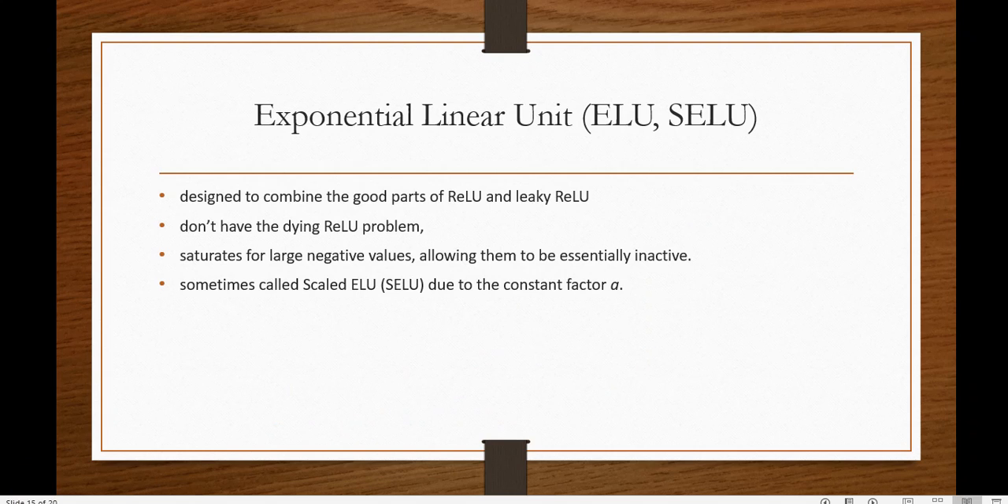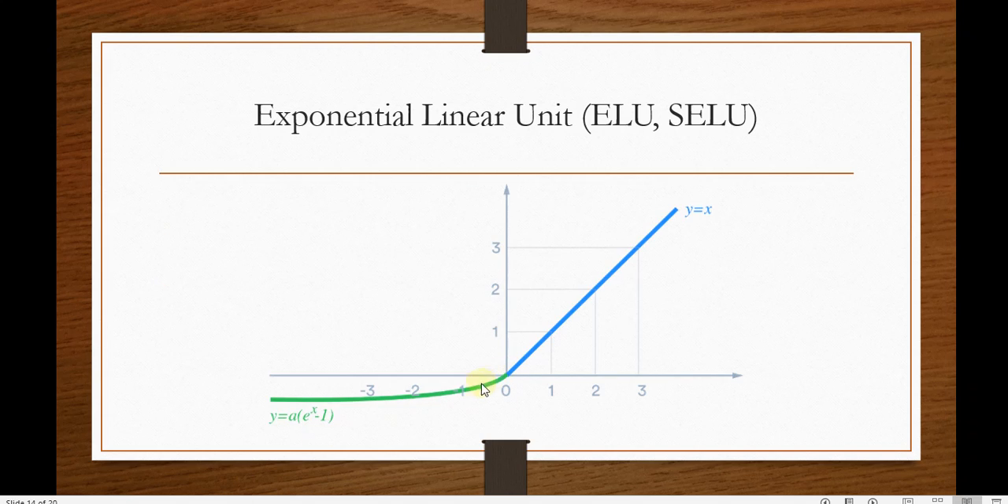This is designed to combine the good parts of ReLU and leaky ReLU. It doesn't have the dying ReLU problem, of course, because the y value is not constant in the negative axis of x, but is changing constantly. At the same time, it is not a straight line, it is a curve, as we are using the exponential function. It saturates for large negative values, allowing them to be essentially inactive. So you can see here, as we move to more negative values, gradually y becomes constant, due to the function I have used.